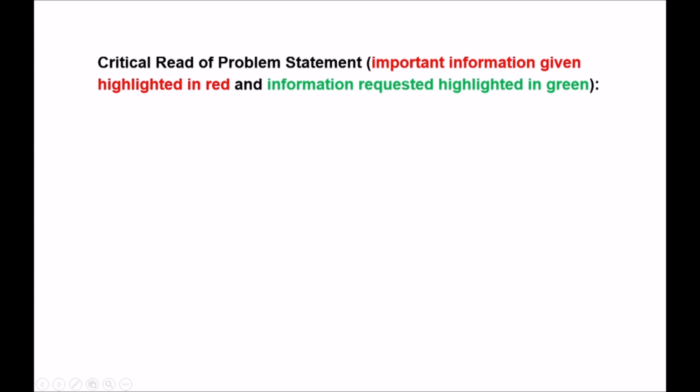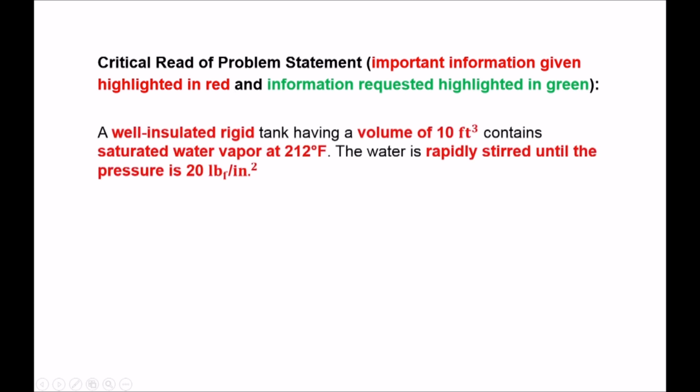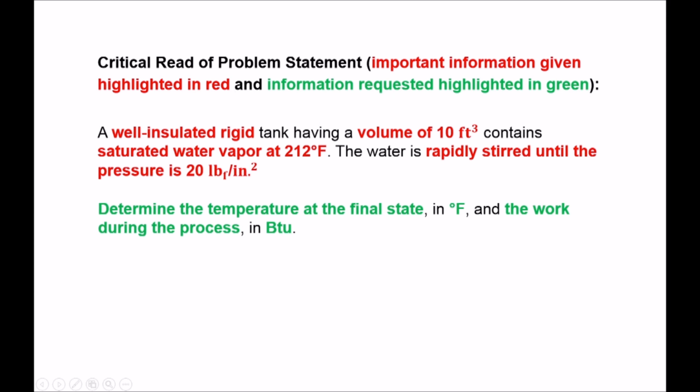First, let's do a critical read of the problem statement, highlighting in red the important information given and in green the information requested. Highlighted in red we have a well-insulated rigid tank having a volume of 10 cubic feet contains saturated water vapor at 212 degrees Fahrenheit. The water is rapidly stirred until the pressure is 20 pounds force per square inch. And highlighted in green we have determine the temperature at the final state in degrees Fahrenheit and the work during the process in BTU.